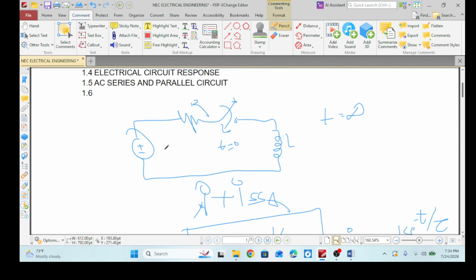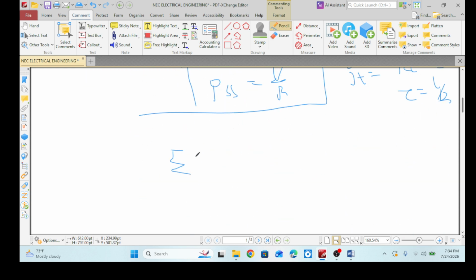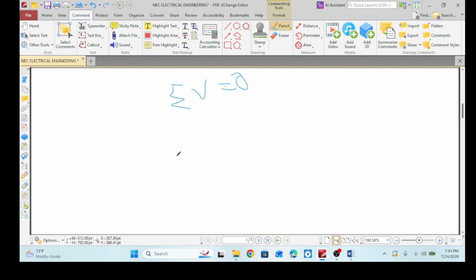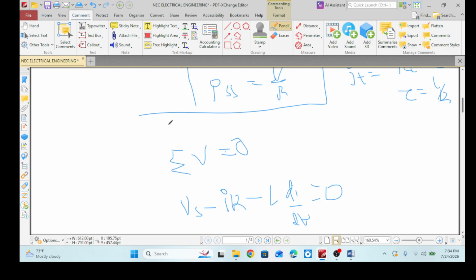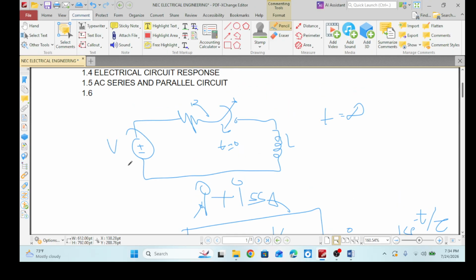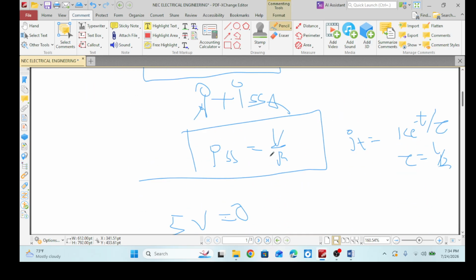Now let us apply KVL here. KVL says that the sum of V equals 0, that is, the sum of voltage drops across each element in a closed loop would be 0. So V minus IR minus L di by dt equals 0. V is moving upward, so positive sign, and the current moves from higher potential to lower potential, so that would be minus, and here also minus.